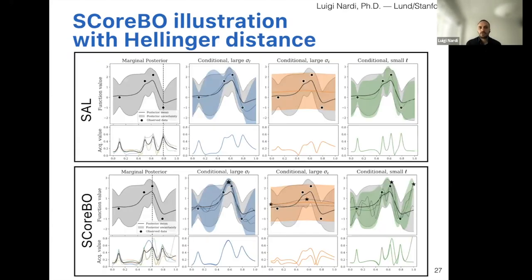So let's visualize the illustration of this. Hopefully I'm not going too fast here, but the previous acquisition function really looks similar to SAL. And here I'm illustrating this again with Hellinger distance. Here you have SAL, which you saw before. So this picture was used in the illustration of SAL. Now, if you compare that with SCoreBO, you see that the next query point will actually shift a little closer to the perceived optimum, at least with respect to the GP. In this case, the next query will be closer to this point here, where you have a pretty high mean and a pretty large variance. So you want to try to understand what's going on here.